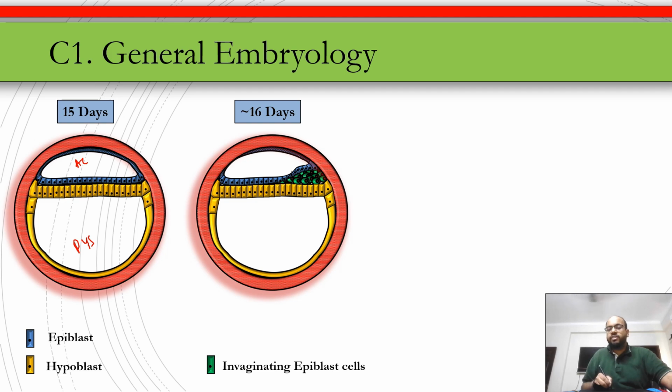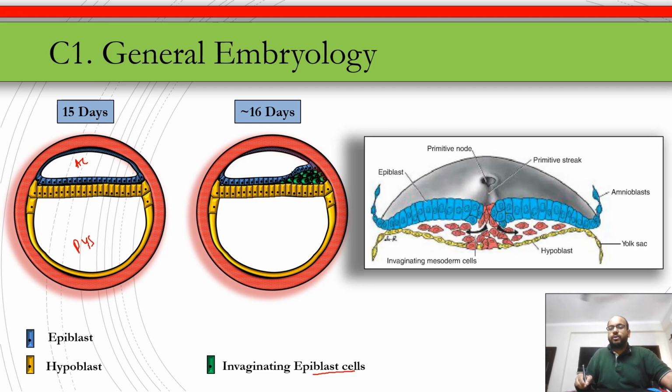These are known as invaginating epiblast cells, here labeled in green. So look at this picture from Langman. The blue is the epiblast, yellow is the hypoblast. Cells from the epiblast are migrating inside. If you can see here, the cells are going from here and going below, from medial to lateral. Clear?